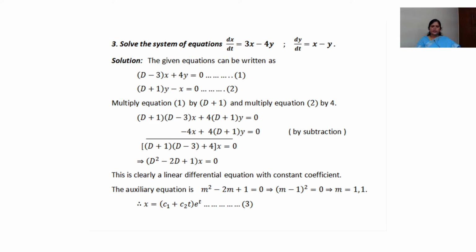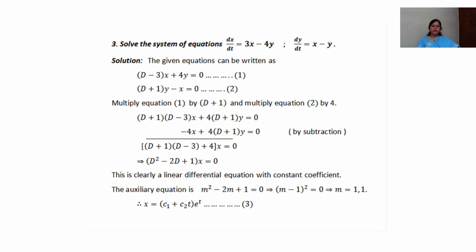Now similarly we are taking the next problem. For example, solve the system of equations dx by dt is equal to 3x minus 4y and dy by dt is equal to x minus y. So here the given equations can be written as (D minus 3) x plus 4y is equal to 0. We consider that as equation 1. Then second equation is (D plus 1) y minus x is equal to 0. We consider that as equation 2.